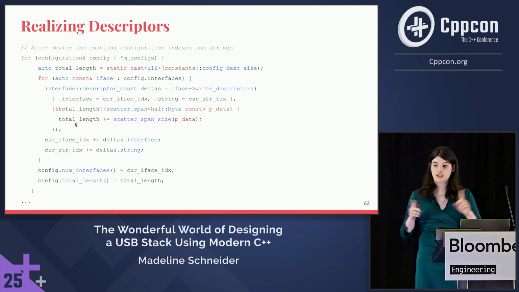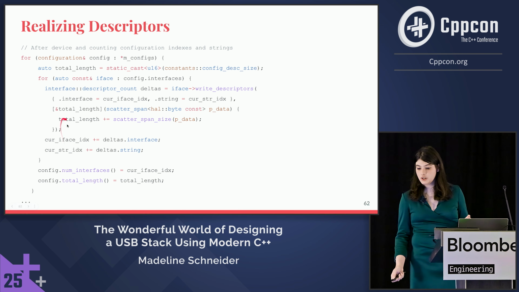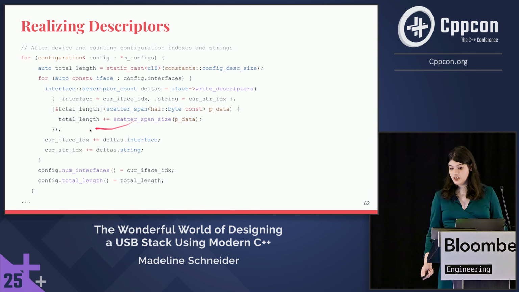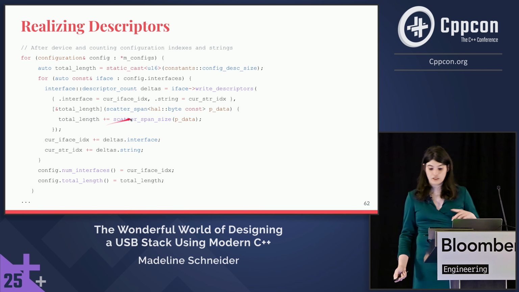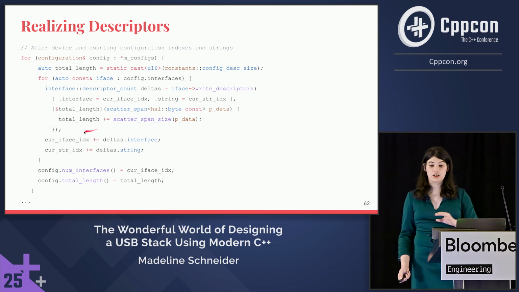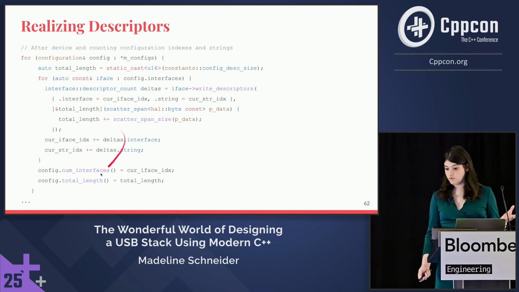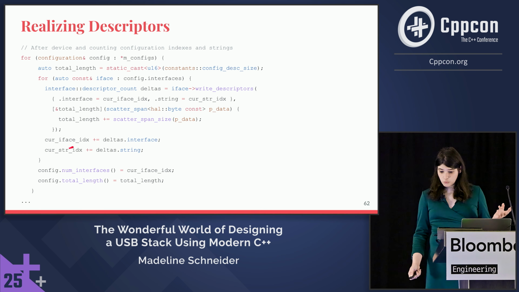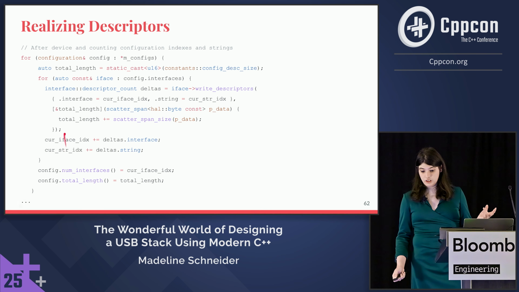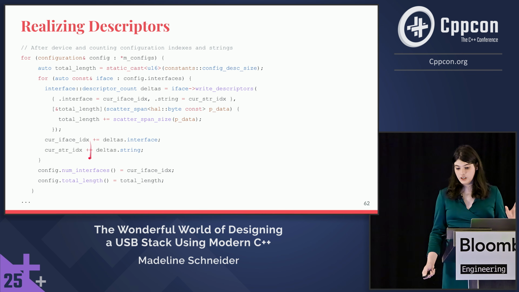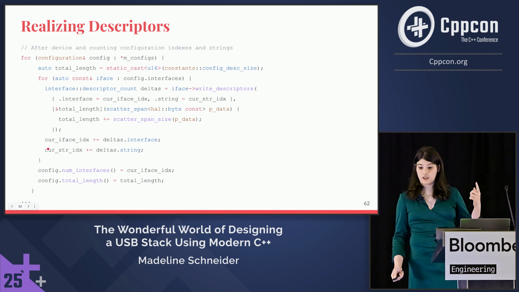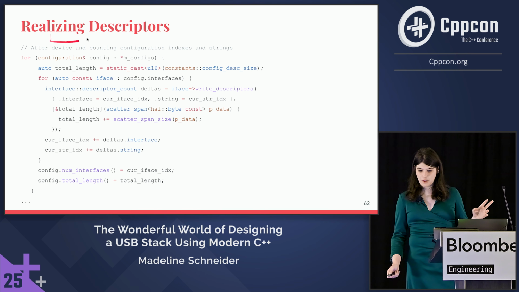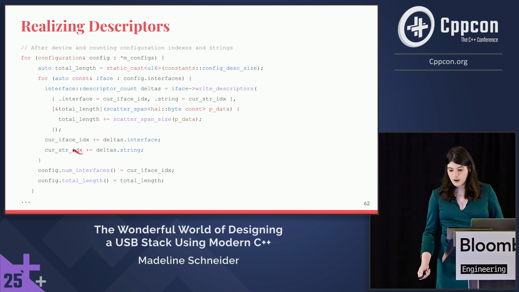This is what I mean by this function will be called multiple times. This is the first time it's being called. The indexes are being assigned, and instead of writing out the descriptors, it is just calculating their length for that entire configuration. Then at the end, we update. I forgot to mention that we are tracking how many interface indexes and how many string indexes we have. I should have probably put those up here, but oh well.